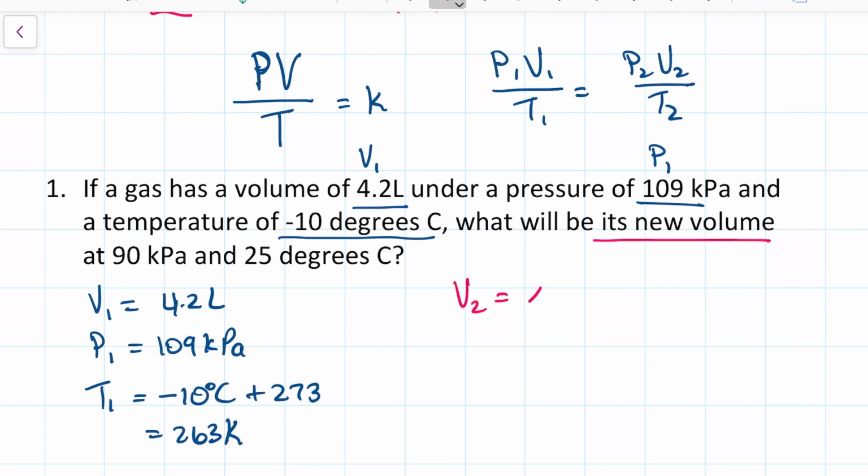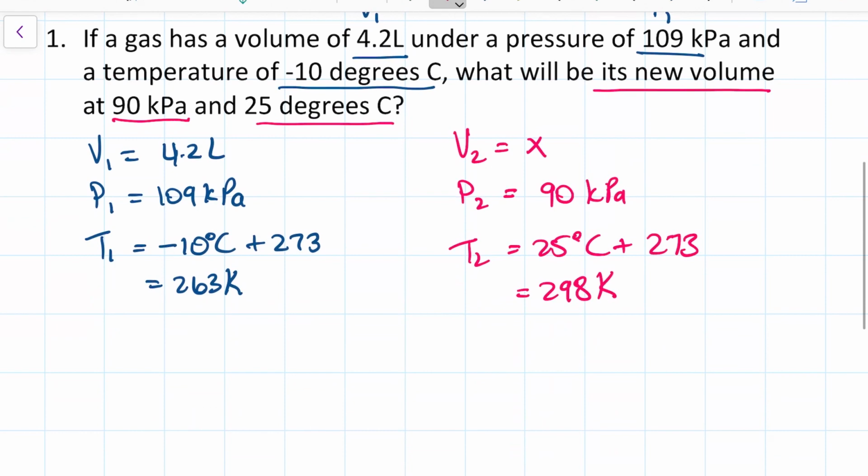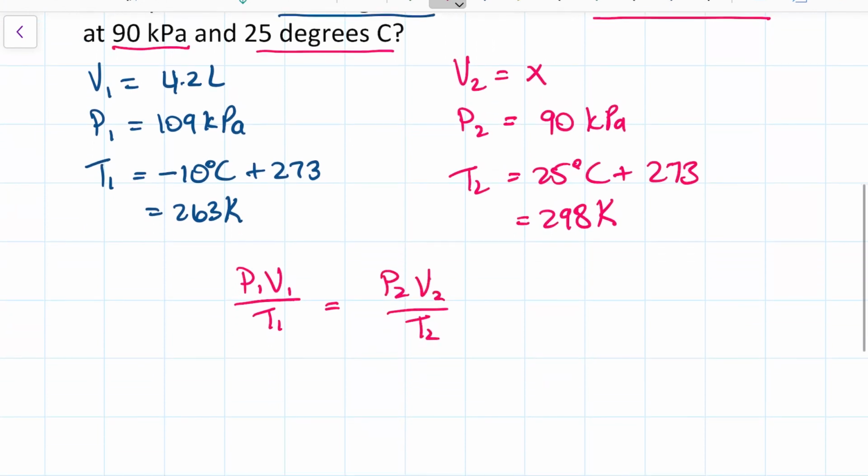Then the question says, what will be its new volume? So volume 2 is going to be our X value, our unknown. At 90 kilopascals, that's going to be our P2 value. And 25 degrees Celsius, that's going to be our T2 value. I'm going to add 273 to that. That's 298 Kelvin. So now we're going to plug and chug. So here we go. P1 V1 over T1 equals P2 V2 over T2.